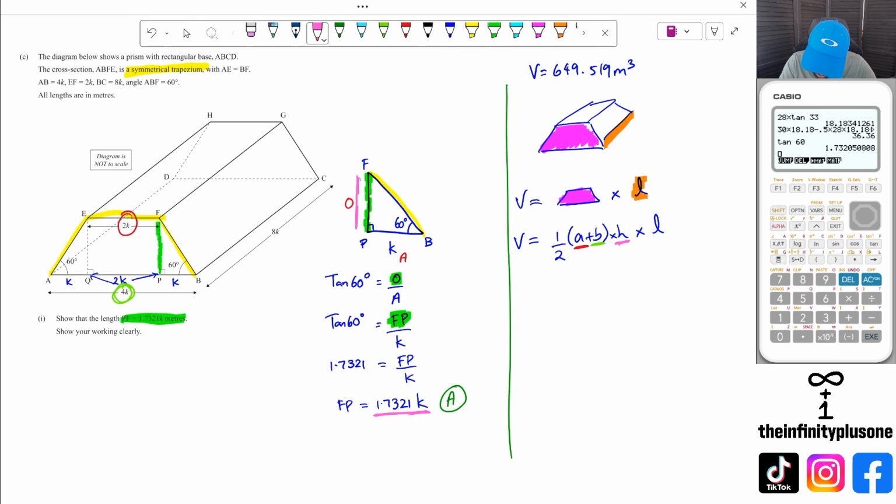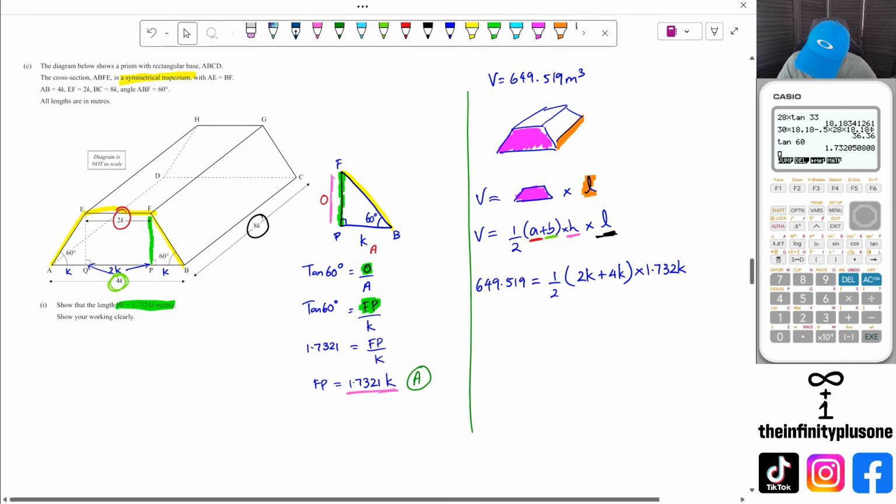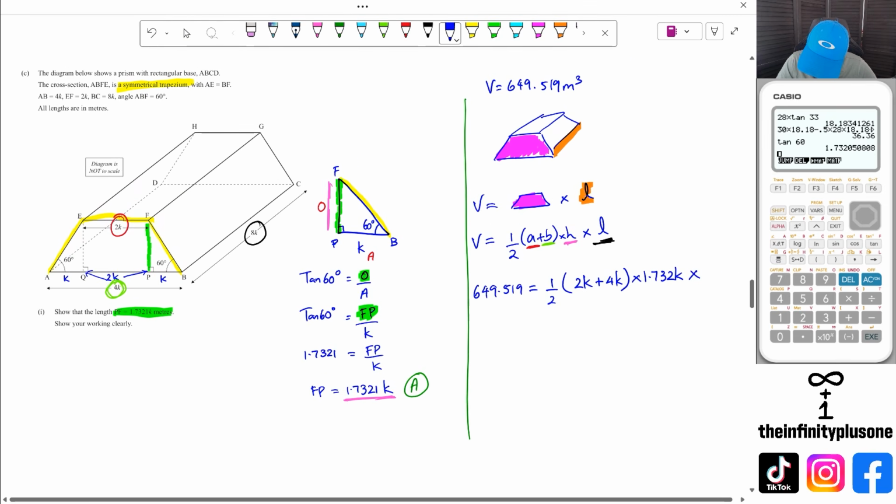Then the length is going to be 8k. And all of this is equal to 649.519 equals a half. Now A is equal to 2k, B is equal to 4k, H is equal to 1.7321k, and that's multiplied with the length, which happens to be 8k.